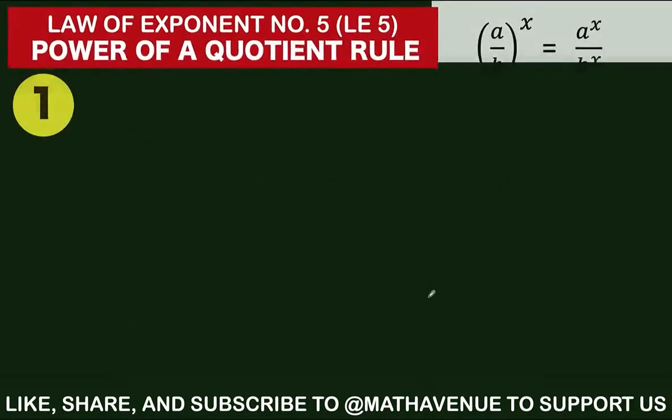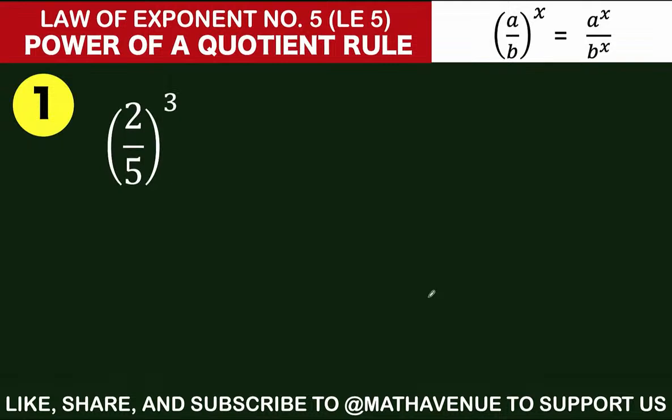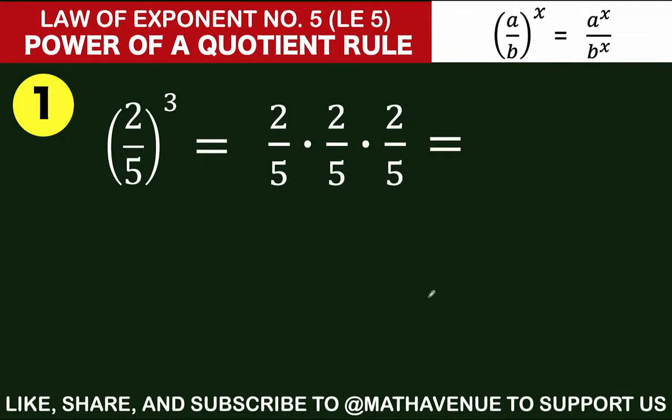Let's have a demonstration on how this happens. Let's say you have 2/5 raised to the third. This can be written as 2/5 times 2/5 times 2/5, applying the definition of exponents. We multiply the base 3 times. And when you multiply fractions, you multiply the numerators and you multiply the denominators. So multiplying 2 three times is 2 to the third, and multiplying 5 three times is 5 to the third.